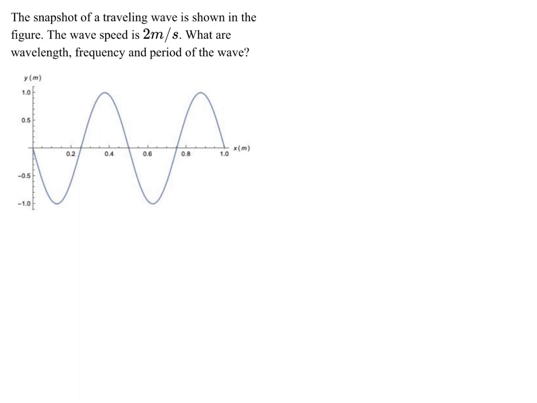The snapshot of a traveling wave is shown in the figure. Here, the wave speed is 2 meters per second. What is the wavelength, frequency, and period of the wave?